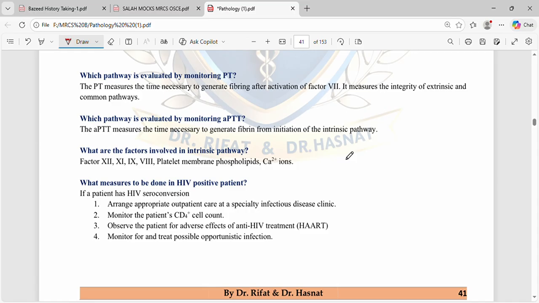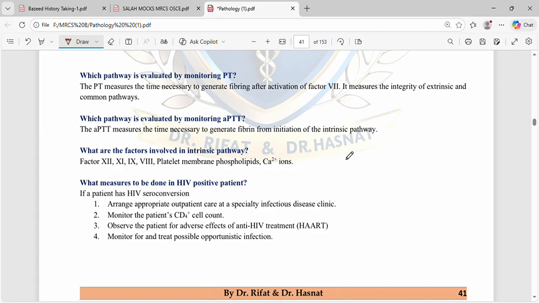What measures are to be done in HIV positive patients? If a patient has HIV seroconversion, arrange appropriate outpatient care at a specialty infectious disease clinic. Monitor the patient's CD4 cell count. Observe the patient for adverse effects of anti-HIV treatment, including the heart, because these are very toxic drugs. So you have to monitor the patient for heart complications.